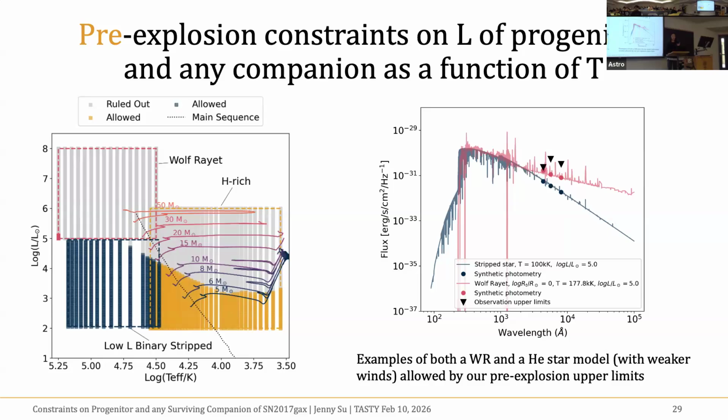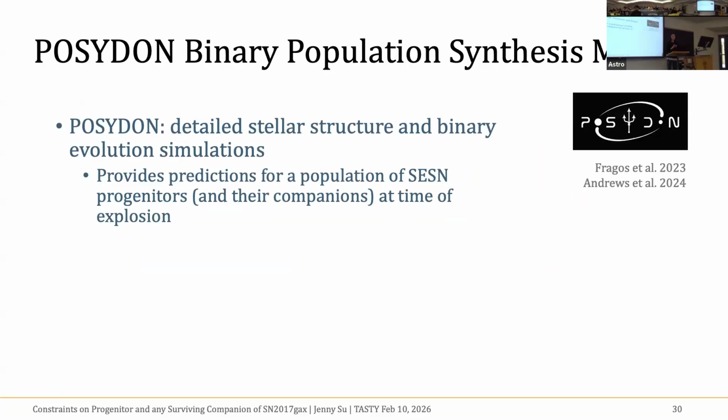So how does all of this tell us about binary theory? We can use these upper limits in the context of binary population synthesis models and learn some things about the evolutionary histories of stripped supernovae. To do that, we use one such binary population synthesis model called POSYDON. POSYDON is a really detailed stellar structure and binary evolution code, and it doesn't use lookup tables or interpolation. Instead, it self-consistently models the stellar evolution.